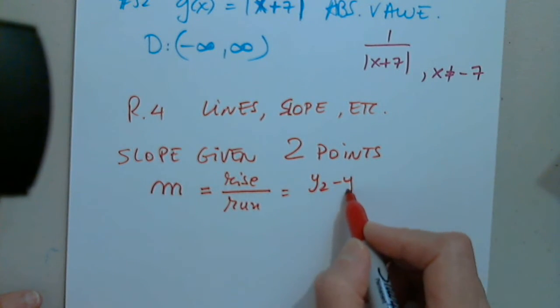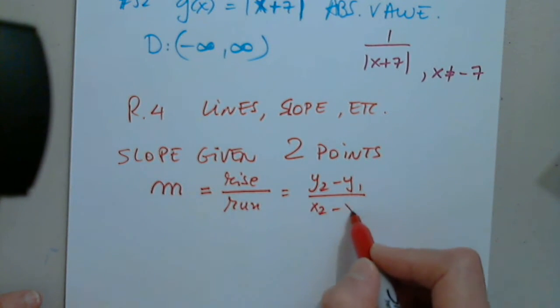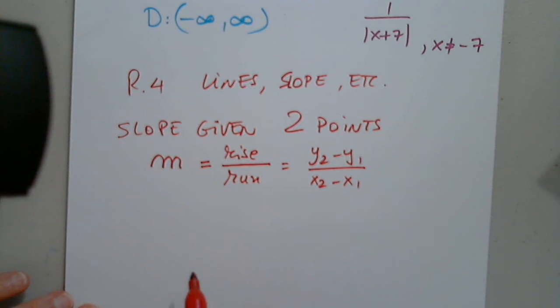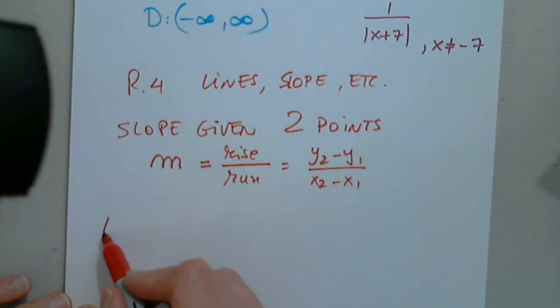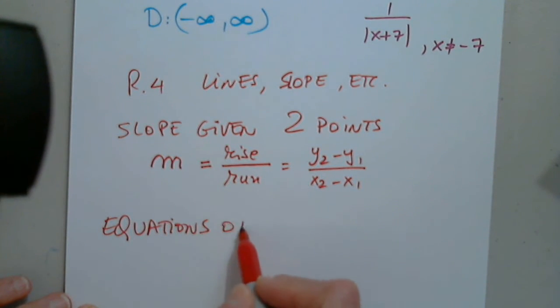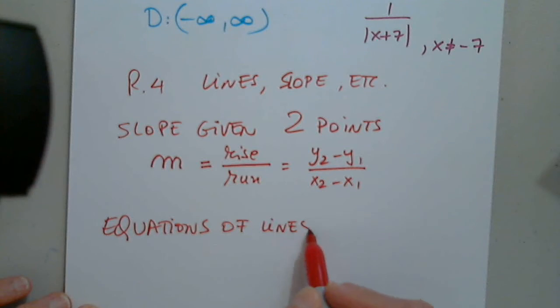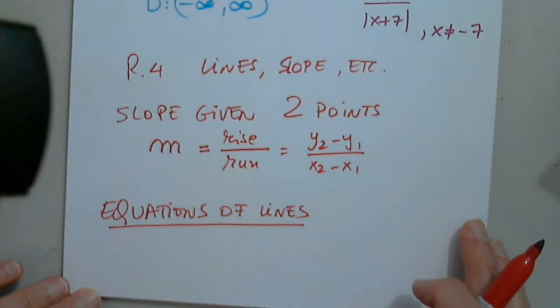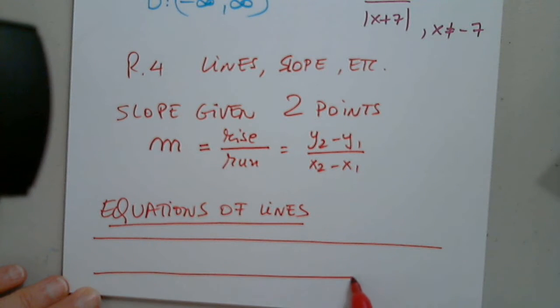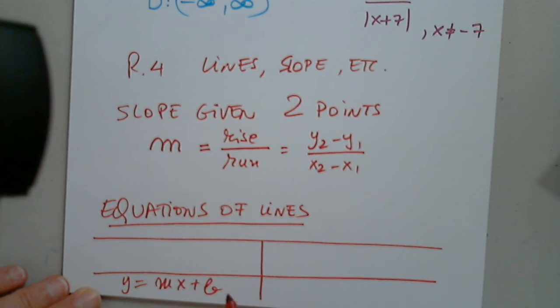So this is y2 minus y1 over x2 minus x1. We discussed that before. Then two equations of lines. We have two. Can anyone give us any of them? Is it y equals mx plus b? Y equals mx plus b, which is the slope intercept form.